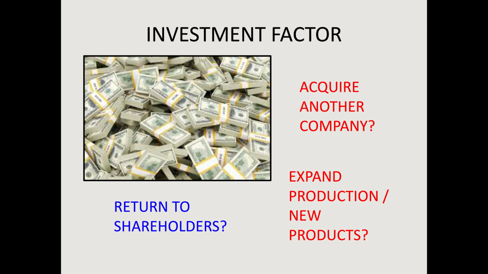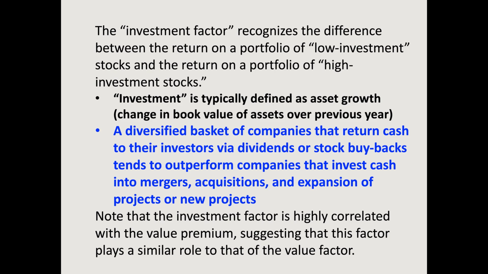So in blue here it states this: a diversified basket of companies that return cash to their investors via dividends or stock buybacks, these are called low investment stocks, tends to outperform companies that invest cash by using it to buy other companies or expanding their current projects or taking on new projects. All right? Now, the investment factor is highly correlated with the value premium. There have been some papers suggesting that maybe they're pretty much the same thing, but there's enough research out there that basically saying this seems to be an independent factor in some respects. It's similar. If you run both the investment factor and the value factor, you're going to come up with a list of companies that is very similar, but there'll be differences.